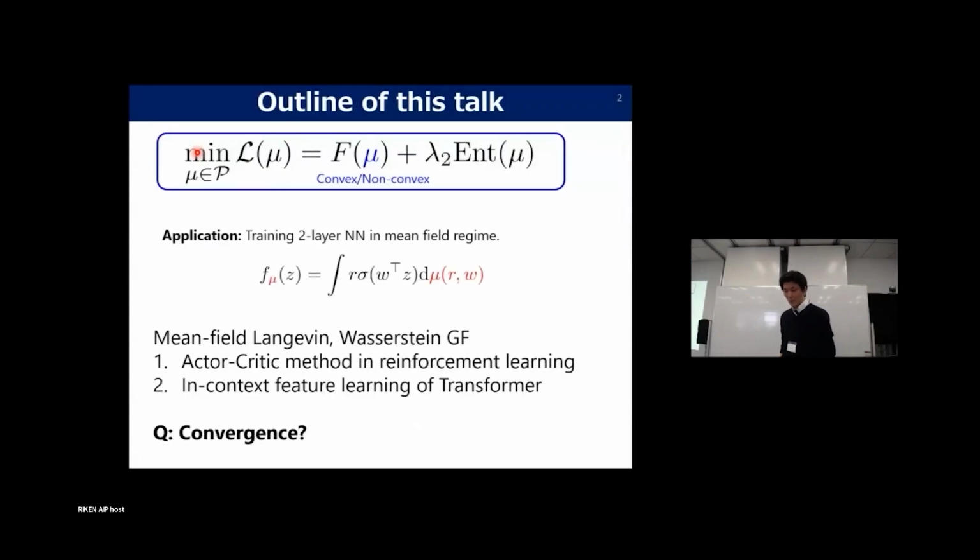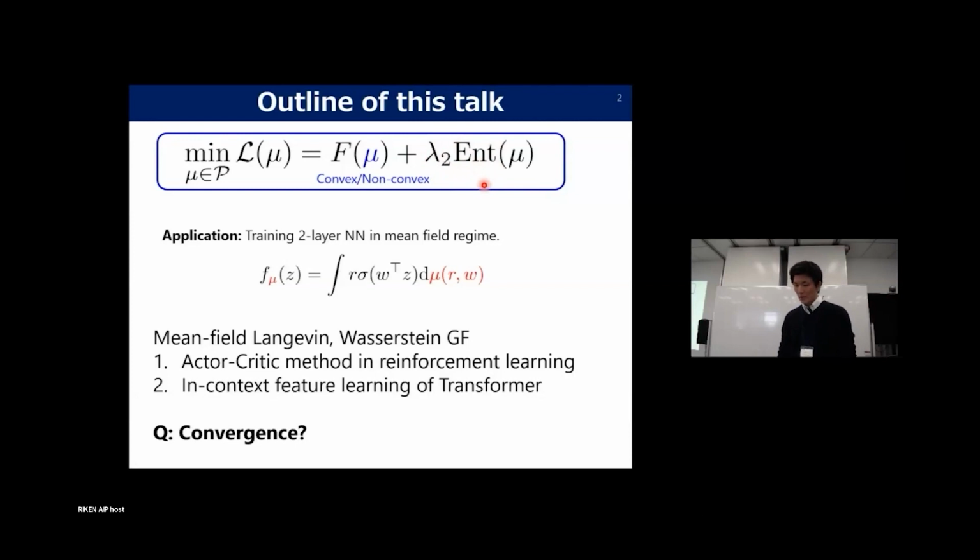Okay, so this is what we want to do in this presentation. Basically, we want to minimize some objective function F, which could be convex or non-convex, and F is a functional on a probability measure space. So μ is a probability measure, and we want to optimize it by minimizing the objective function F. In some situations, there could be some entropy regularization. This entropy regularization works to make the objective function strictly convex, and then we have a strong convergence. But in some situations there could be no entropy.